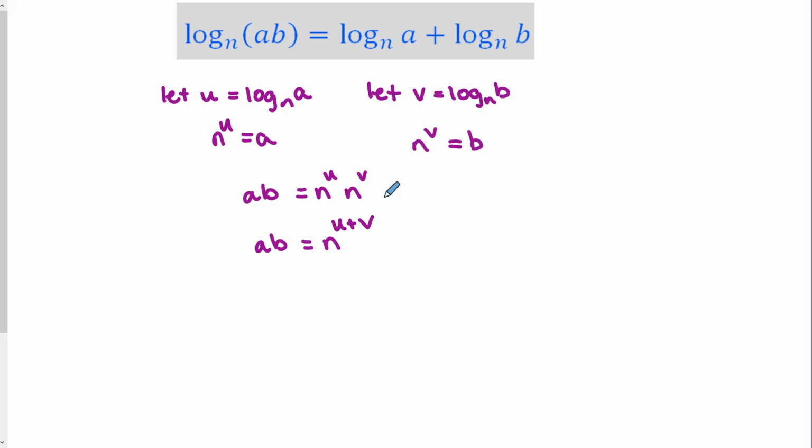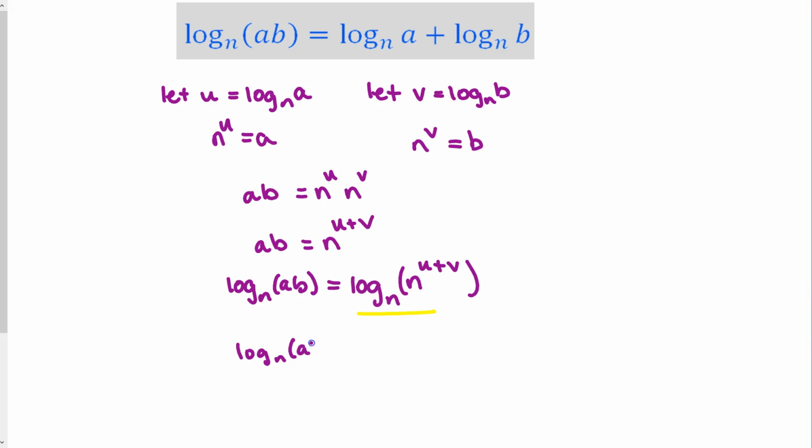Now, let's take the log of both sides of this equation. Just like you could square root both sides, you could add 17 to both sides, you can take the log of both sides. So I'm going to take log base n of the left and log base n of the right. Now remember, we learned about inverse functions canceling. So when you look at the right side, you have the inverse functions log base n and n to a power. So they're going to cancel, leaving you with u plus v. So we have log base n of a times b equals u plus v.